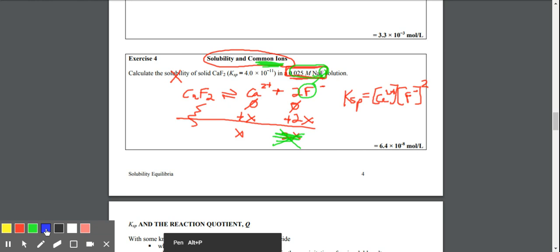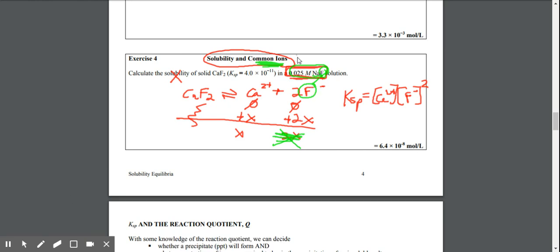So I'm going to say now that the F minus concentration is 0.025. Now, I do not know this value for X. This value here has no relation now to this value here. This is where some students get messed up. Okay, this value from the common ion has no relationship with this X value.